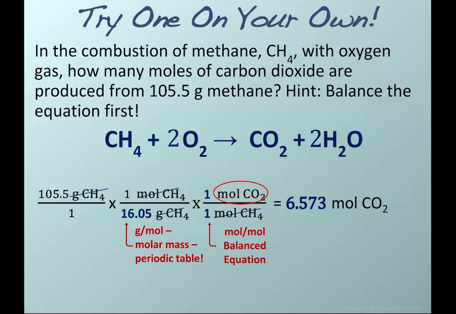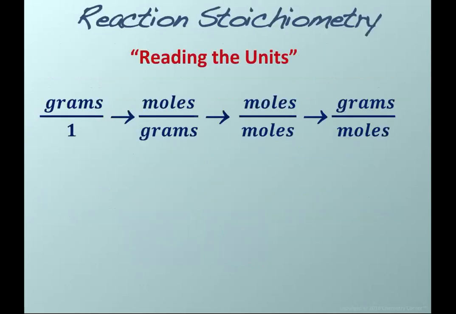Okay, do you see a pattern? Reading the units. Okay, look at this. This is what you're going to write at the end of that first page. Reaction stoichiometry: grams to moles to grams to moles to moles to grams to moles. Always in between the two compounds are the moles to moles. The moles to moles are always in between the two compounds.